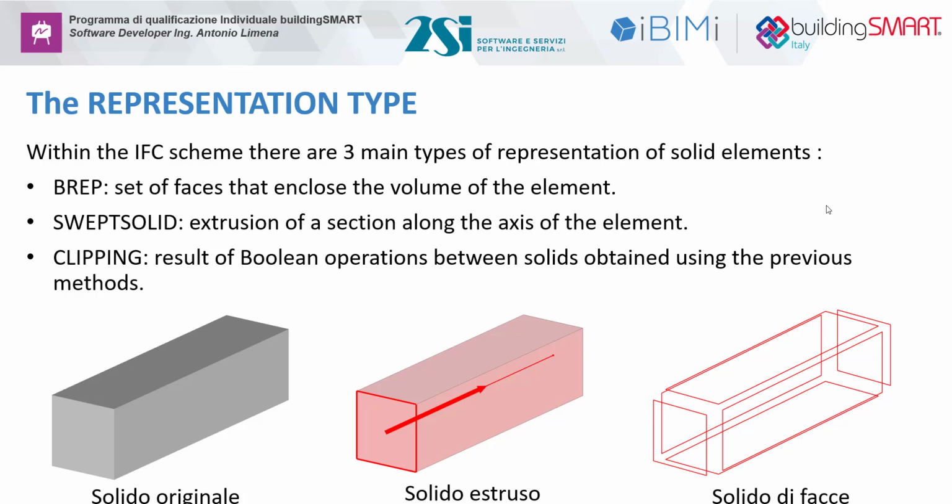And the third option that I reported here is the clipping. So it's kind of a result of Boolean operation between solids already obtained using the previous methods. But this is just for completion. Usually it's not very much used and we don't care a lot about it. What we really care about is to understand the difference between the boundary representation and the swept solid representation types. Let's have a closer look at them.